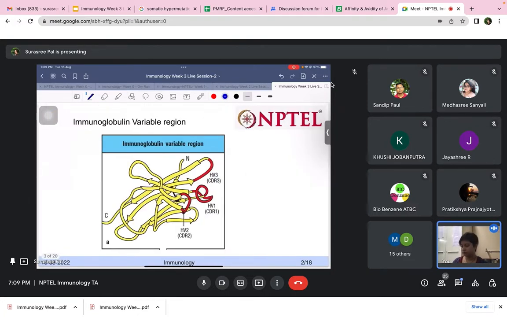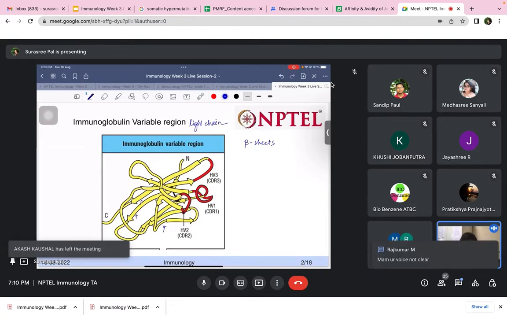Here we will look at that kind of structure. This is the variable region of the light chain. All my figures are taken from Janeway's Immunobiology book, for your reference. This is the typical diagram of a variable region of the immunoglobulin light chain. Here you can see that these variable regions are mainly composed of beta sheets. These are the beta sheets you can see. There are many beta sheets.